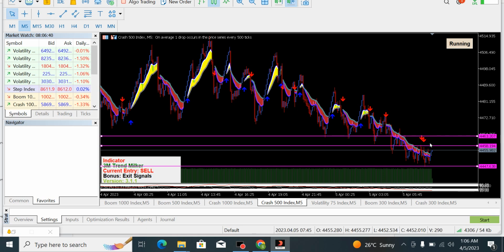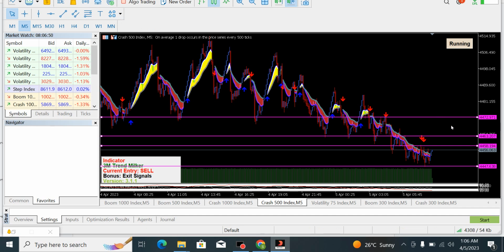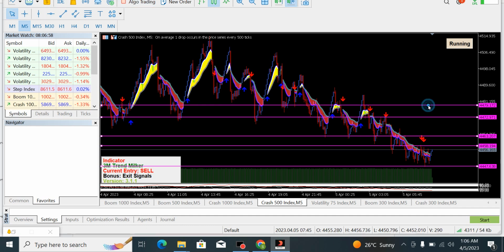Okay, this should be the next one, and of course if it should break out above that, then you should be considering somewhere around here. Okay, so that is very, very important. So you should consider somewhere around here, and if it should break out above this, then let's pick up one more TP.